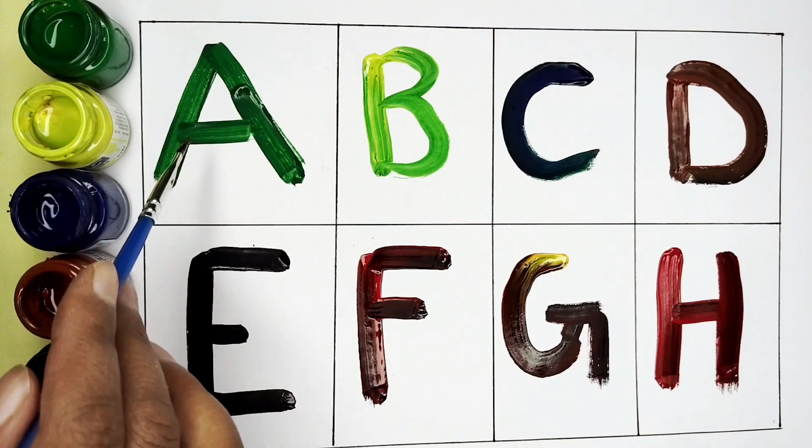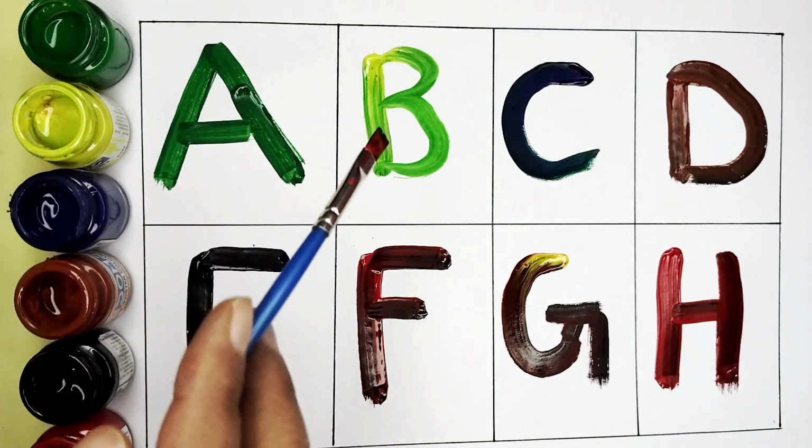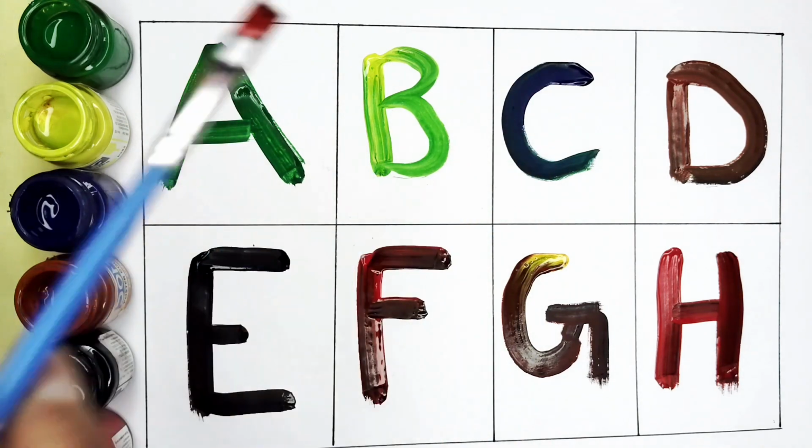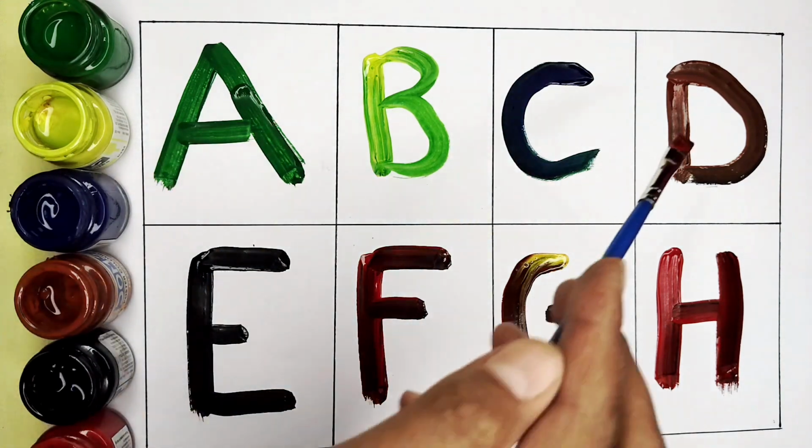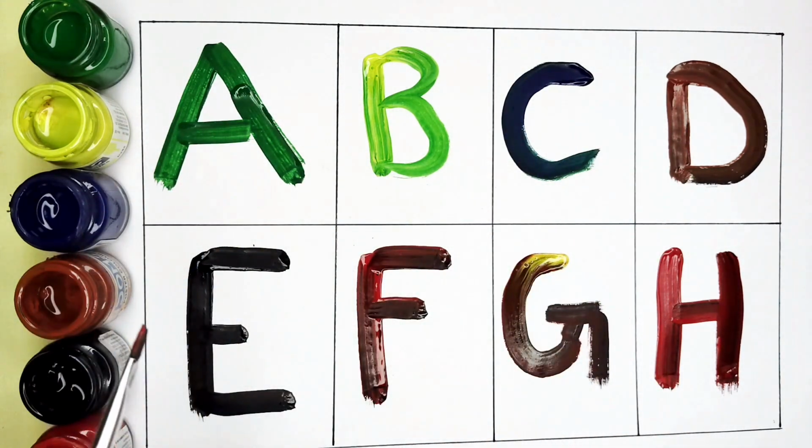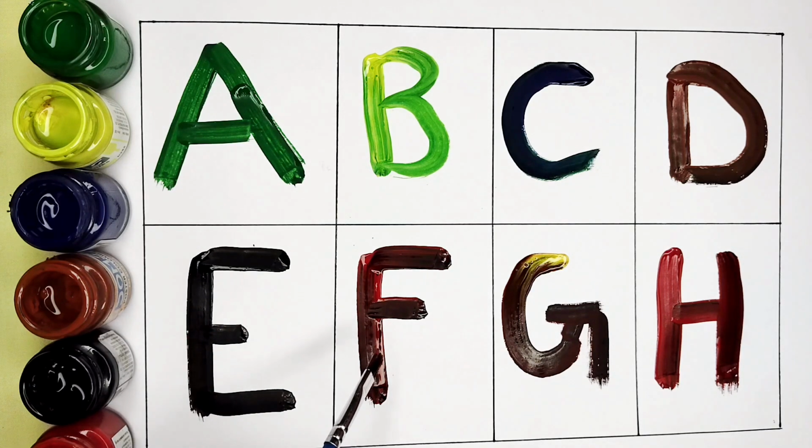A for apple. B for ball. C for cat. D for dog. E for elephant. F for fish. G for goat. H for hen.